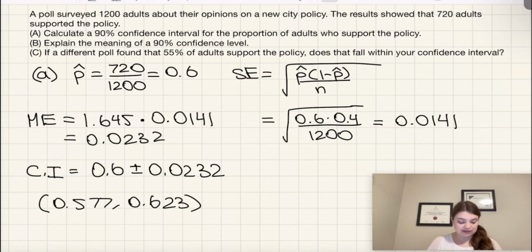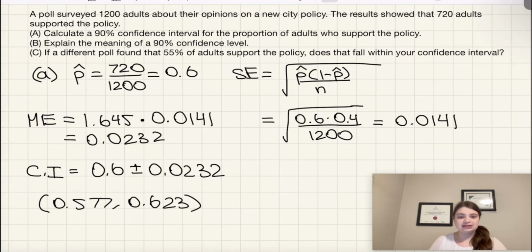Part B asks us to explain the meaning of a 90% confidence level. With that one, I guess I already did that, but I'll do that again briefly here. A 90% confidence level means that if we repeatedly sample 1,200 adults and we compute confidence intervals, about 90% of those intervals would contain the true proportion of adults who support the policy, right?